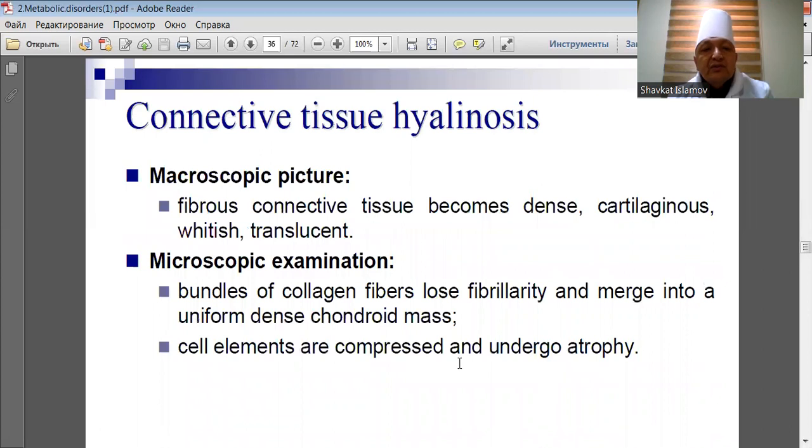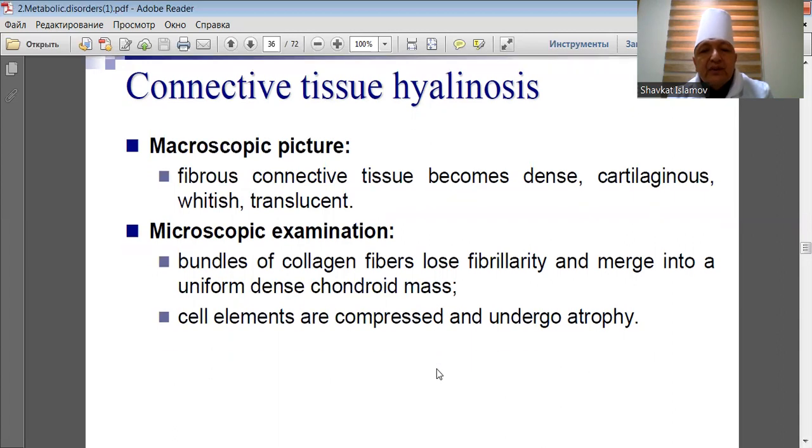Connective tissue hyalinosis. Macroscopic picture: fibrous connective tissue becomes denser and translucent. On microscopic examination, bundles of collagen fibers lose their fibrillation and merge into a uniform, denser, cartilage-like mass. Cell elements are compressed and undergo atrophy.